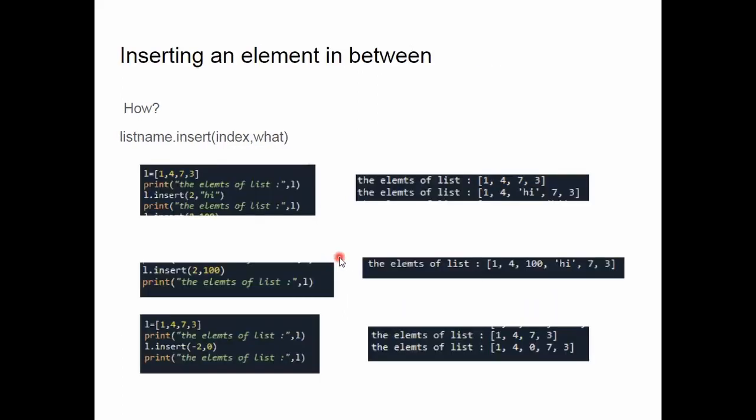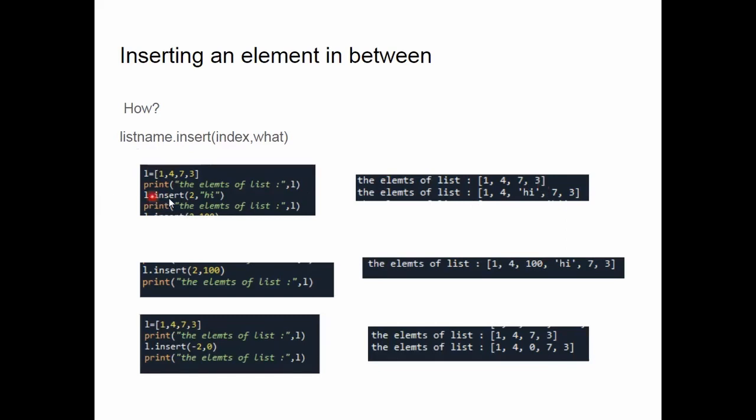Okay, now the insert element. Insert is to insert something new: where to insert and what to insert. So the method is the list name dot insert, where we want to insert something and what new element we want to insert. Okay, so we have L is equal to 1, 4, 3, 7. Print the list L, because all the elements of the list will be printed.